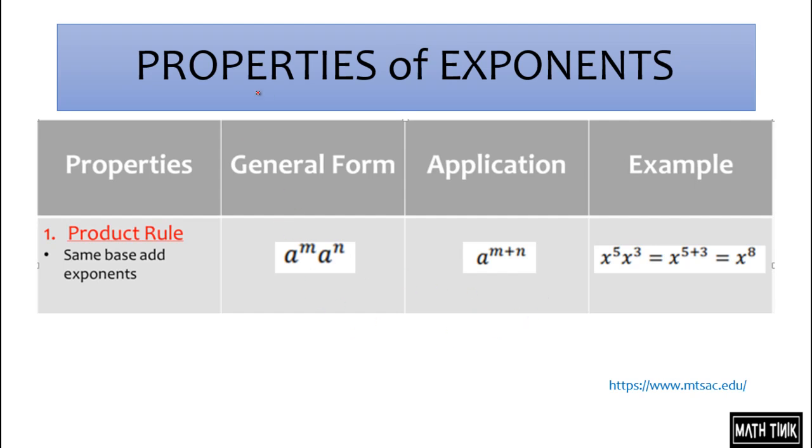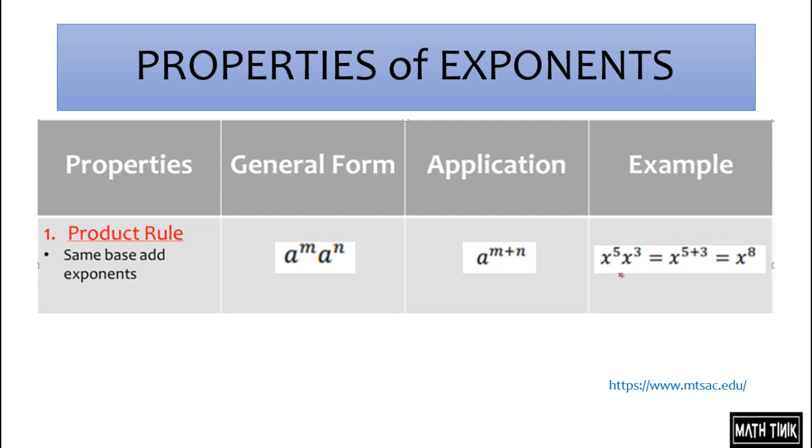So for today's video, we will talk about the properties of exponents, specifically the product rule. The product rule is applicable only if your given terms have the same base, and if they have the same base like this one, then you are to add the exponents. So it will become a raised to m plus n. This was the example I gave you in our previous video.